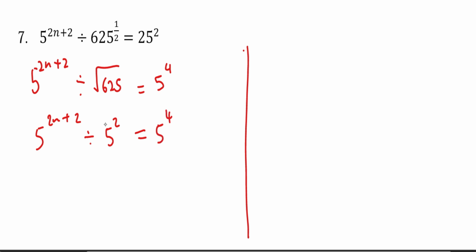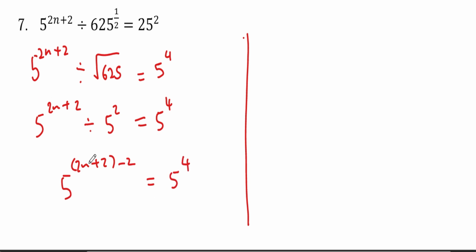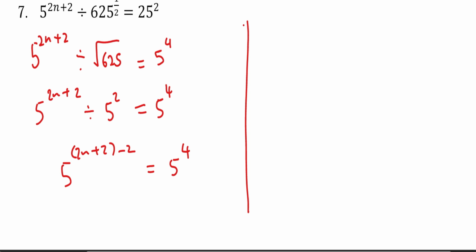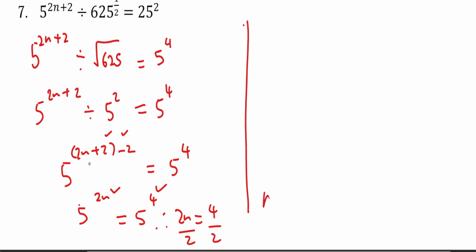Now subtract the powers: 2n plus 2 minus 2 equals 5 to the power of 4. So 2 minus 2 is 0, and 5 to the power of 2n equals 5 to the power of 4. Just equate the powers, which is 2n equal to 4, divide by 2, therefore n is equal to 2.